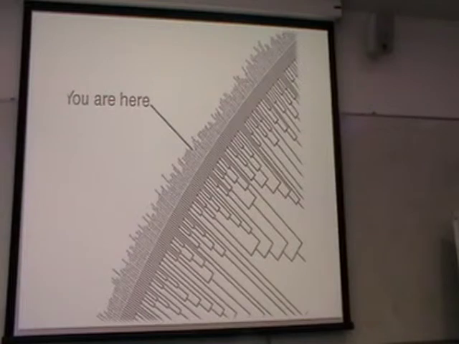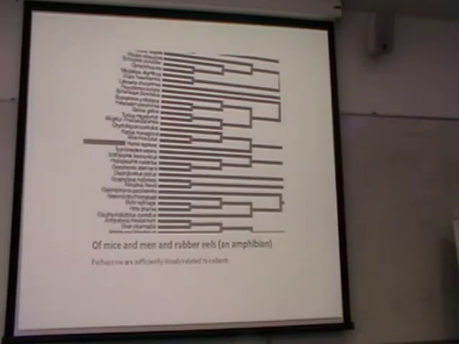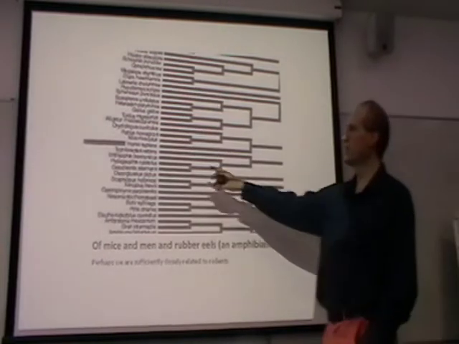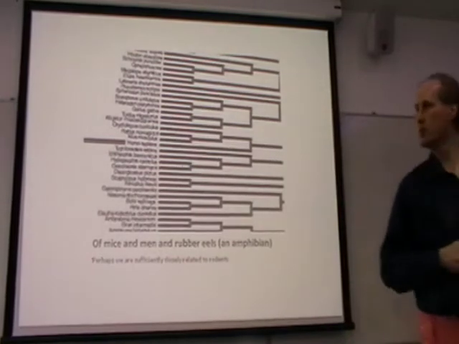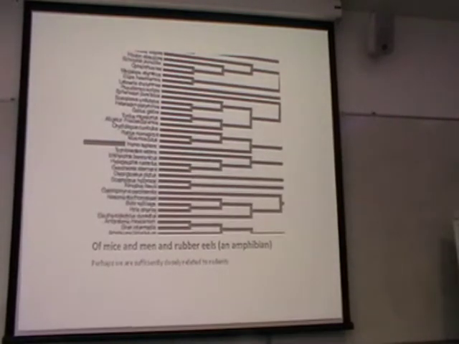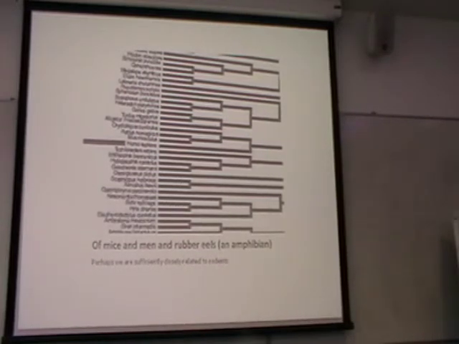and we expand it again, and then again, and then finally here we are, Homo sapiens in the middle. The one above us is mice, and one above that is the rat, and the animal immediately below that is what they call rubber eels, which is a form of amphibian. So according to this picture, all these animals are very, very closely related.